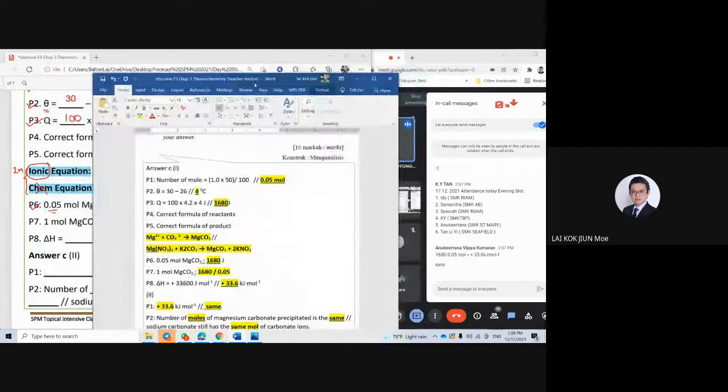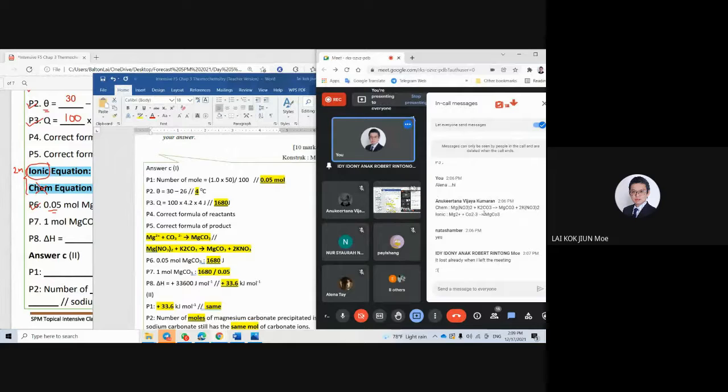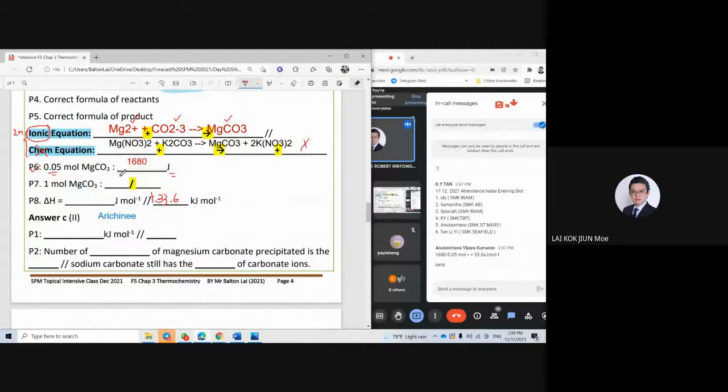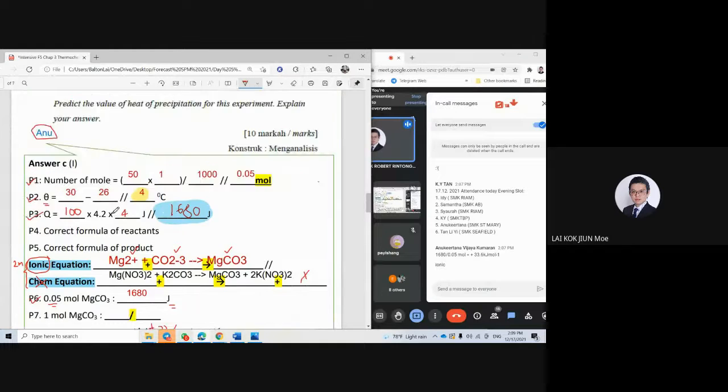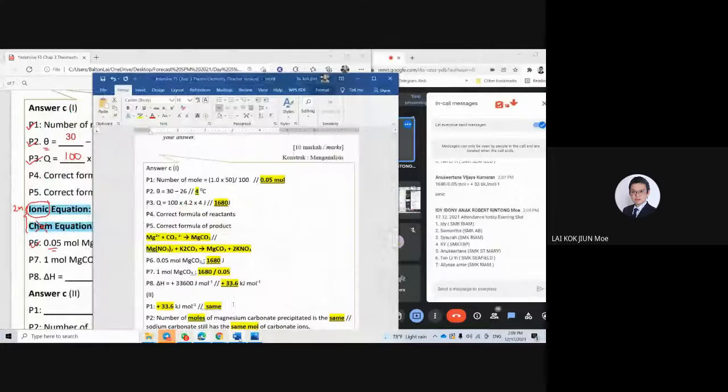Yes, all correct. I checked already. No problem. Included Natasha also. Natasha, what answer did you give me? 33.6. Very good. All correct. 33.6, positive, right? Must be compulsory. So one mole is equal to so much. Because the question gave you one mole, how much is it? You just follow: one mole is equal to this much.